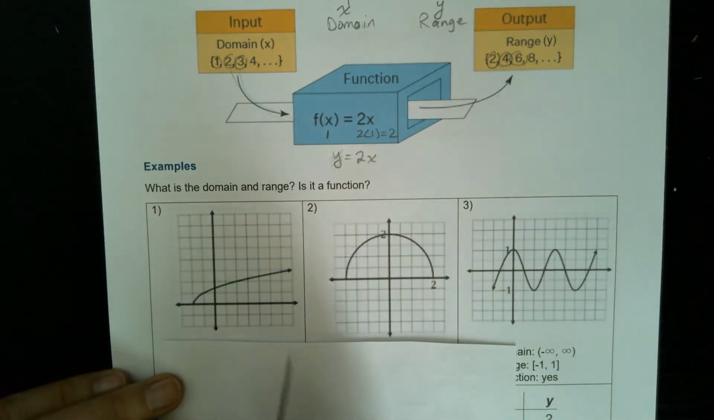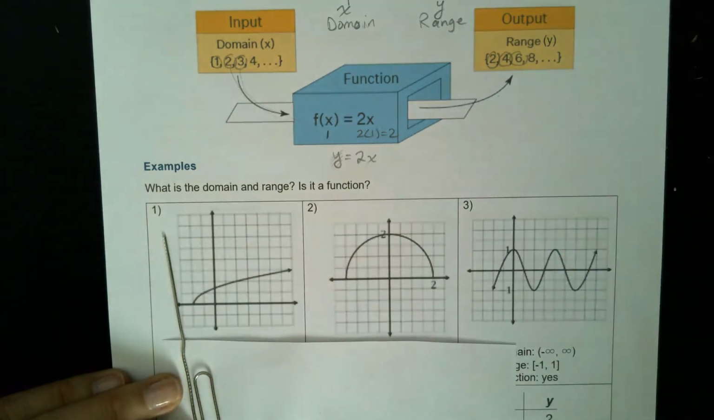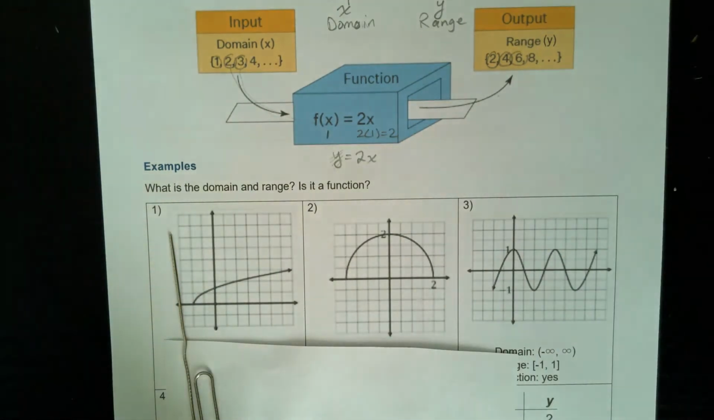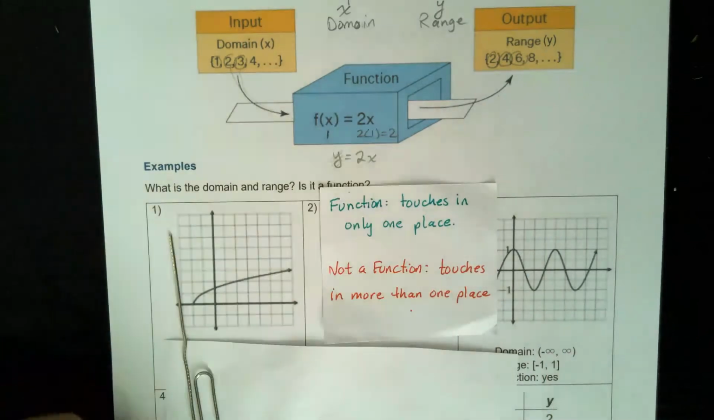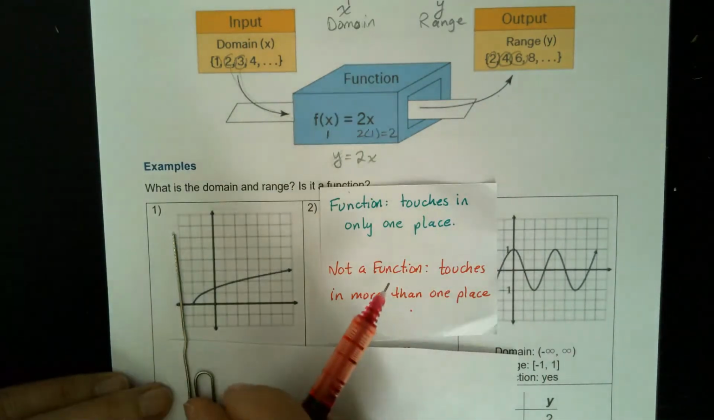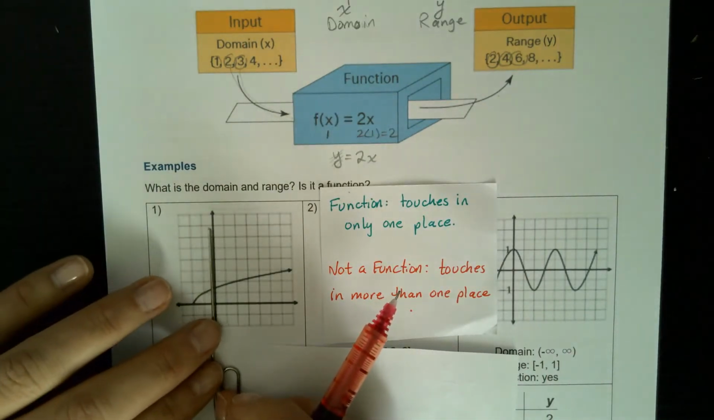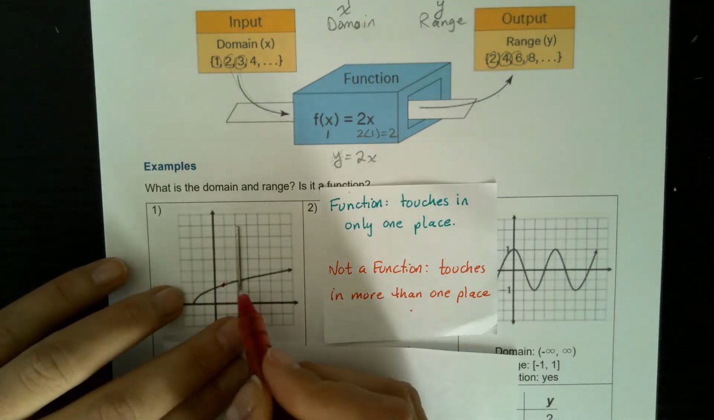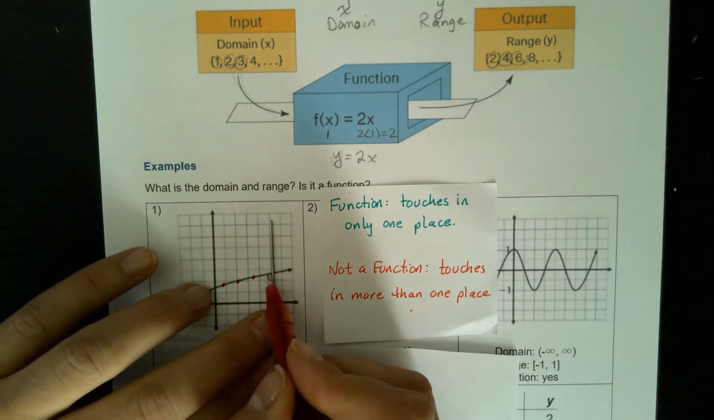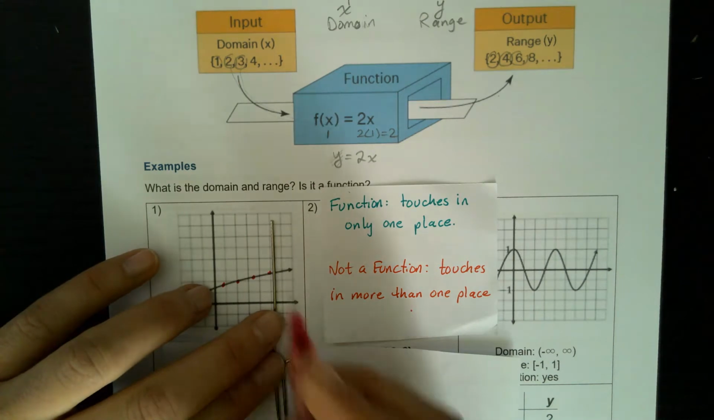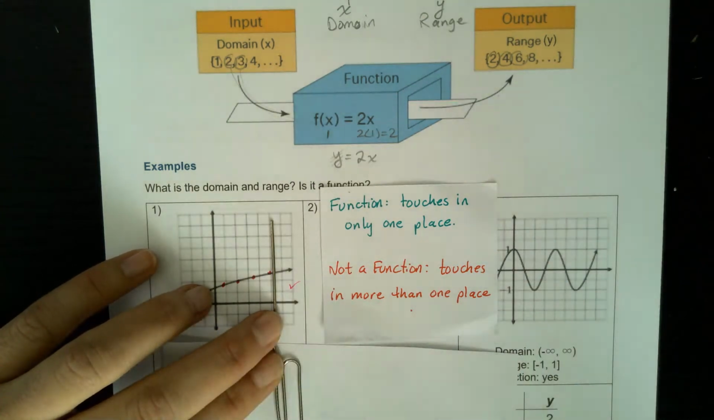I use my vertical line test because it's a graph, and I say, how many places does it touch? Now remember, a function only touches in one place. So if I move this along, you can see that it's touching my graph only in one place. So I can say, yes, it's a function.